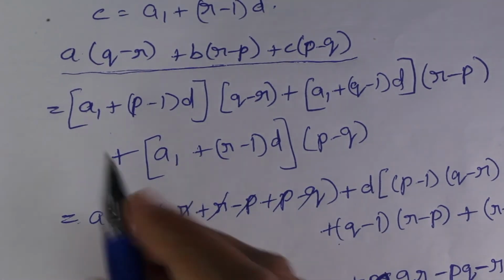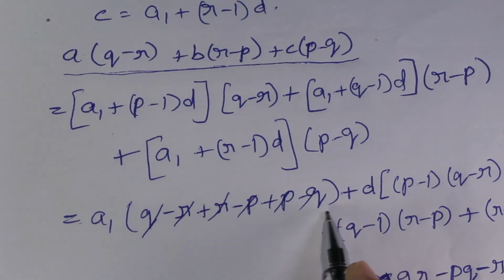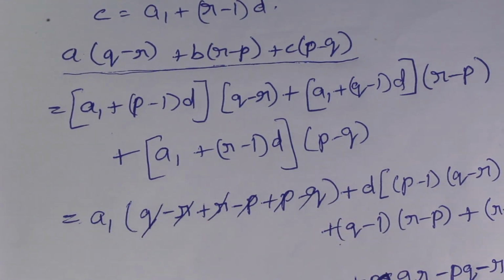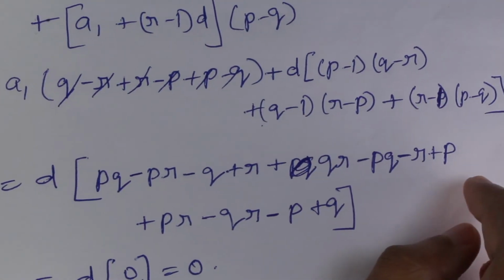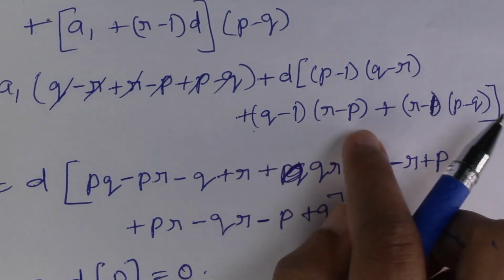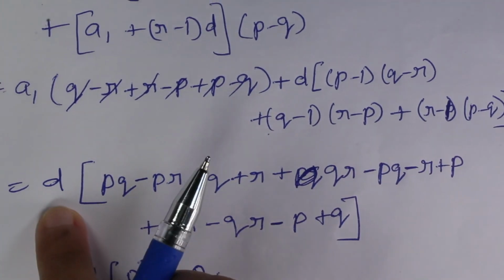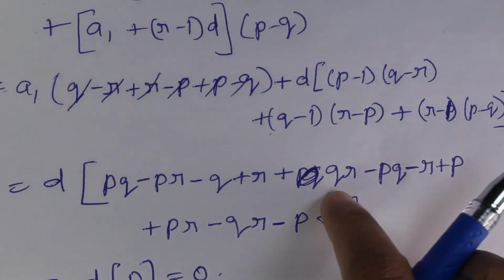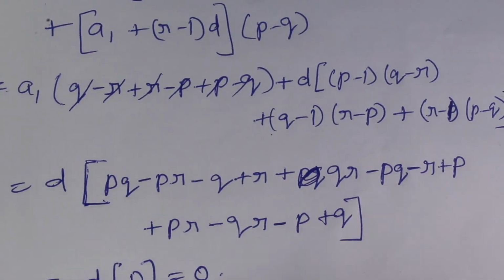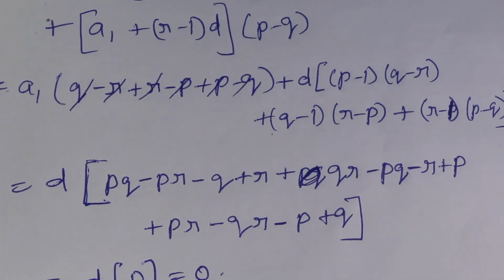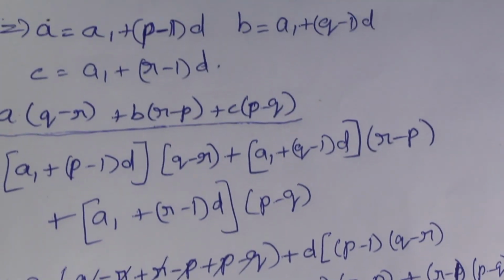So if I add all the A1 terms, this whole thing gets cancelled and becomes 0, and we get common difference D into [(P minus 1) into (Q minus R) plus (Q minus 1) into (R minus P) plus (R minus 1) into (P minus Q)]. So if I solve the D coefficient, I'll get this also as 0. So the answer becomes 0. Everything gets cancelled and becomes 0. So you can look at the problem once again.